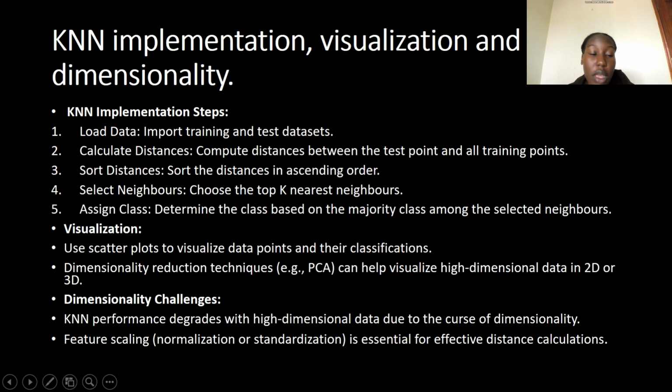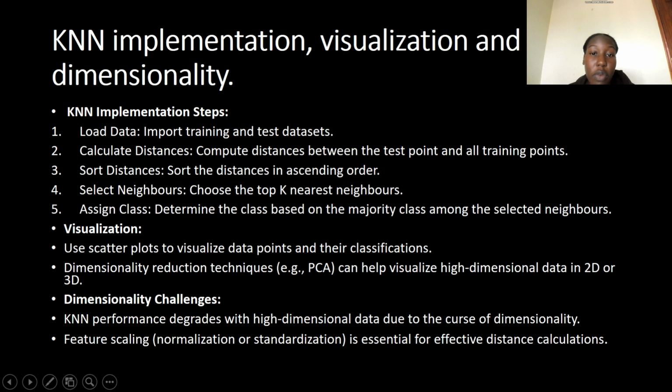KNN implementation involves loading data, calculating distances, sorting distances, selecting neighbors, and assigning classes. When you look at visualization, we use scatter plots to visualize data points and their classifications. Dimensionality reduction techniques such as principal component analysis can help visualize high-dimensional data in 2 dimensions or 3 dimensions.